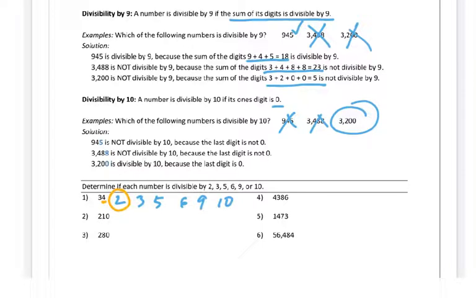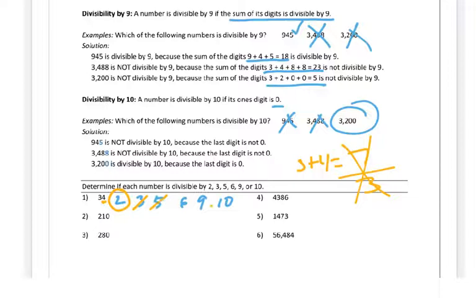So 2 is correct. Is 34 divisible by 3? We have to add the digits to figure that out and see if the digits are divisible by 3. So 3 plus 4, I'll write this off to the side here. 3 plus 4 is 7, and 7 is not divisible by 3. So this is inaccurate. To be divisible by 5, it has to end in a 5 or 0.